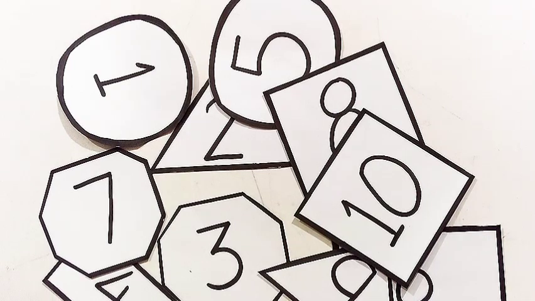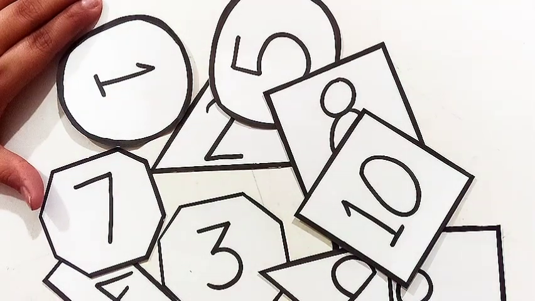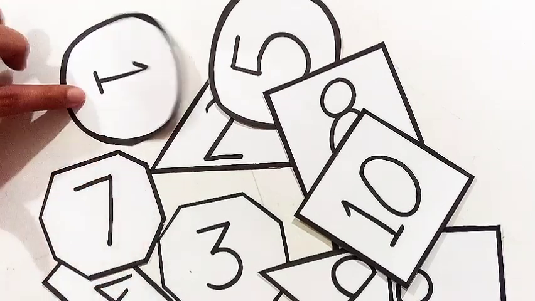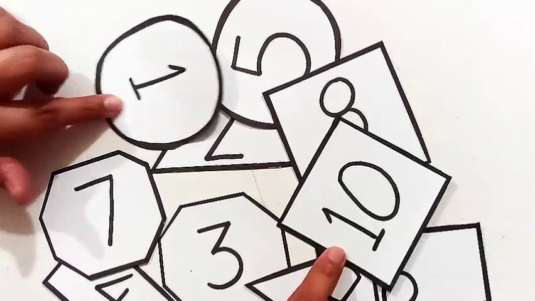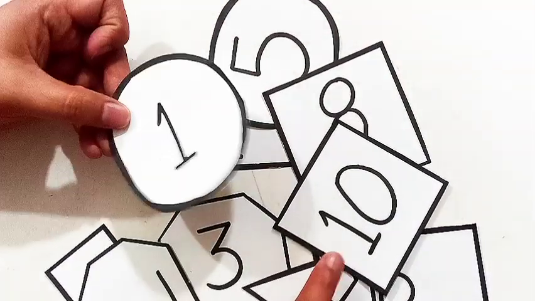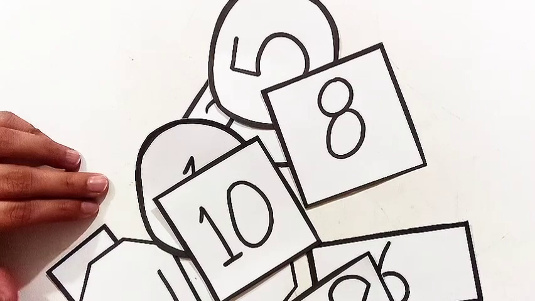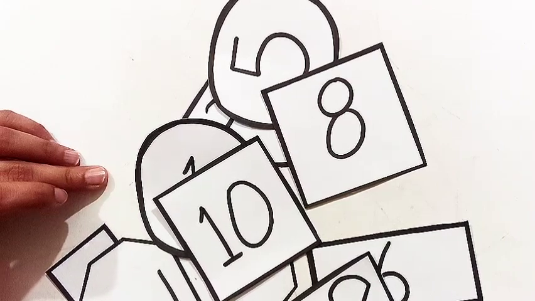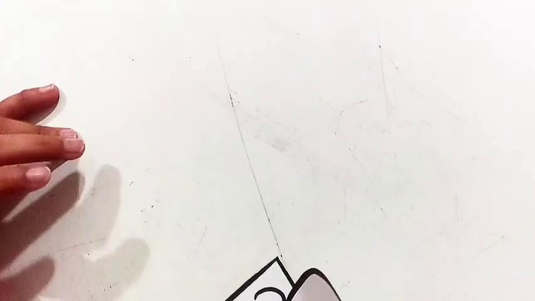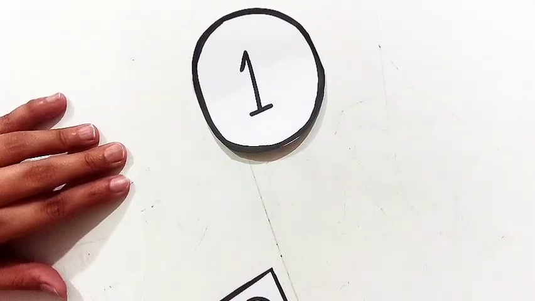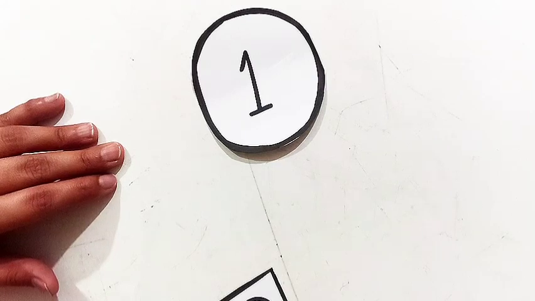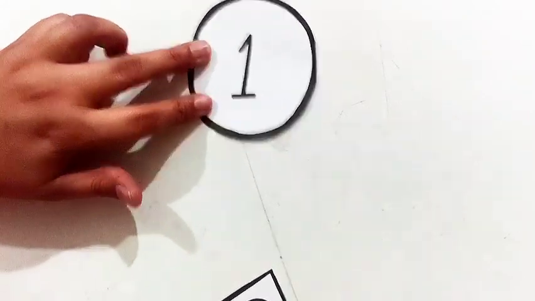All right, first of all, what is ascending order? In ascending order, we arrange numbers from lowest to highest. Now the question is how to arrange numbers. All right, let's get started. We are doing an activity for ascending order. Now, in ascending order, as we know, we arrange numbers from lowest to highest.